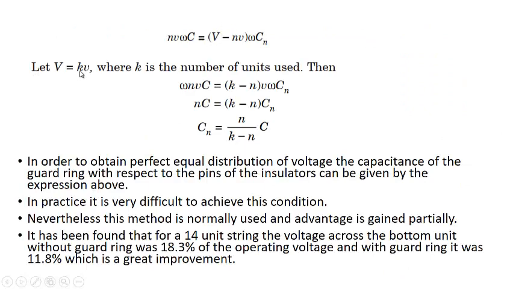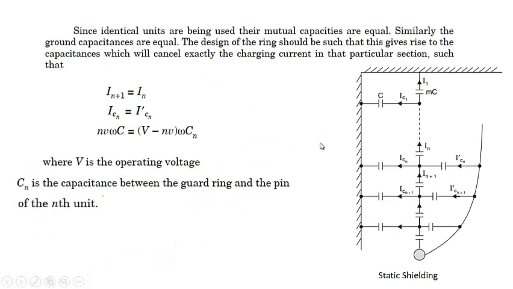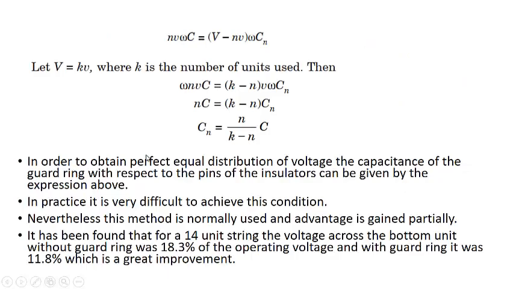So let V equal kV, where k is the number of units used. The total voltage will be kV, and we're assuming the total voltage to be V, that means kV is equal to V. So by putting kV and taking V as common, it will be equal to (k minus n) into V omega C. So V omega and V omega will cancel out, it remains k Cn is equal to (k minus n) into C. So Cn will be equal to n divided by (k minus n) into C.